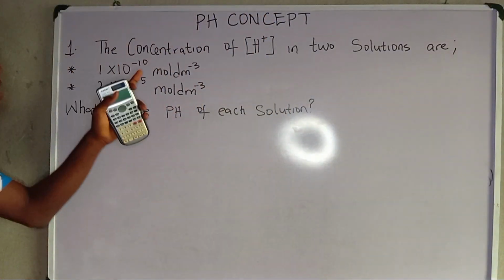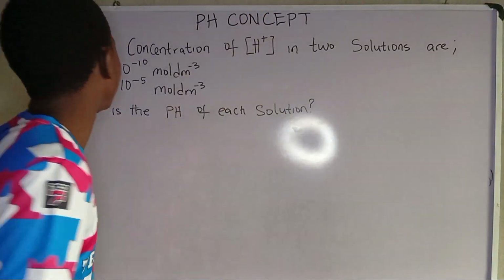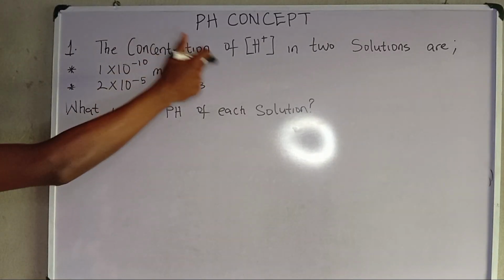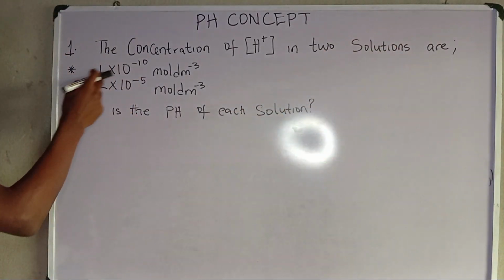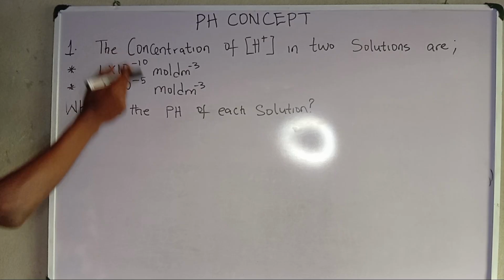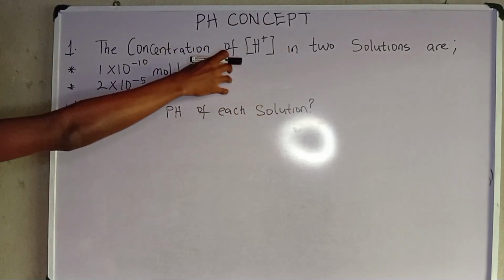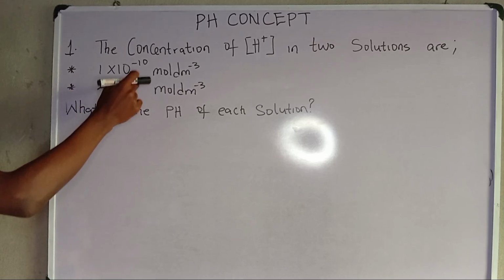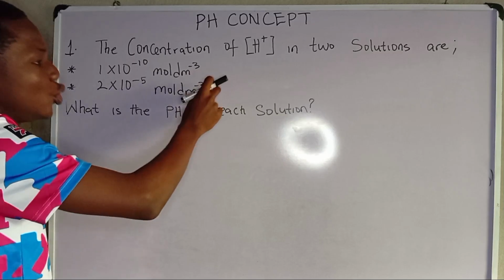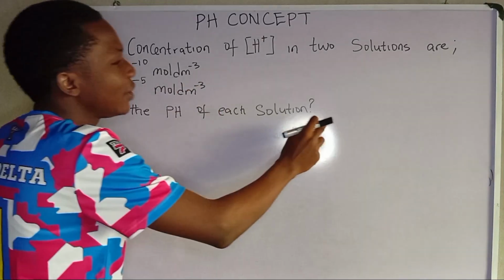Now, pay attention. This is a pH concept calculation. The first question says that the concentration of hydrogen ion in two solutions are 1 times 10 raised to the power minus 10 mole per dm cube. This is the concentration. The next one is 2 times 10 raised to the power minus 5 mole per dm cube. What is the pH of this solution?